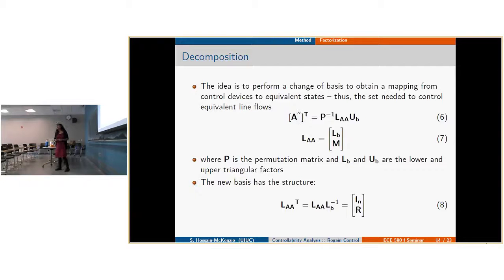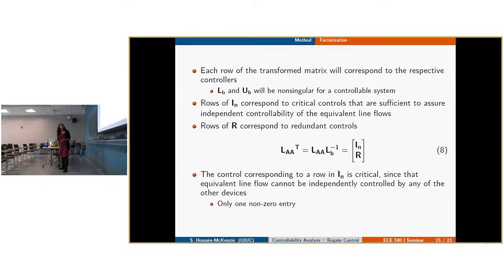And so essentially for this decomposition, the idea is that we're going to perform a change of basis to obtain a mapping from the control devices to its equivalent states, so to control the equivalent line flows. And so this is based on LU decomposition, where A double prime is actually our sensitivity matrix. And what we find is we get this new basis that has the structure shown in equation 8. And so each row in that transformed matrix, shown in equation 8 again, will correspond to a respective controller.